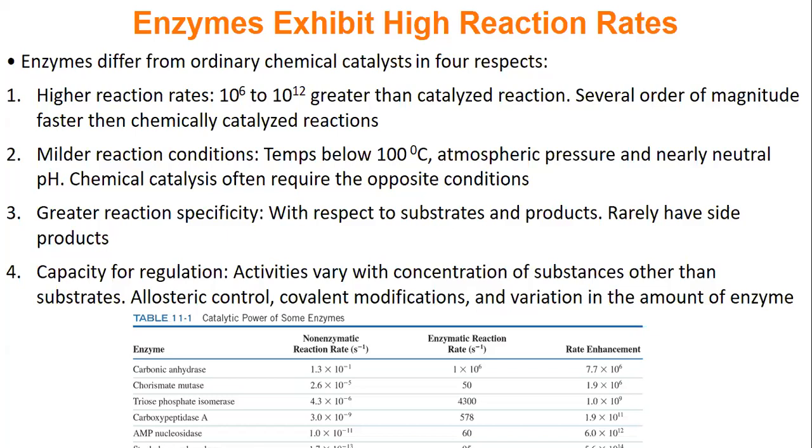And they can be regulated. Chemical catalysts can't be regulated all that well. Once they're there, they're working. Enzymes can be regulated super easily. Through the concentration of substances, other substances, you can modify the actual protein. There are just a multitude of different ways that the cell can modify the reaction that an enzyme is taking forward.